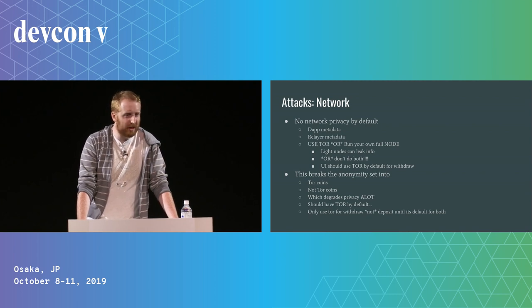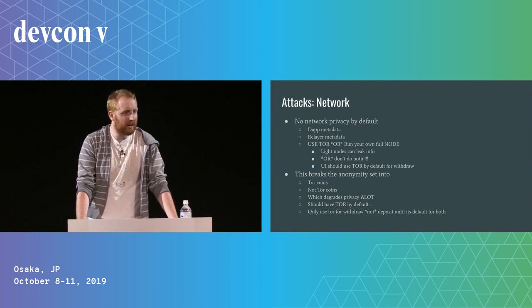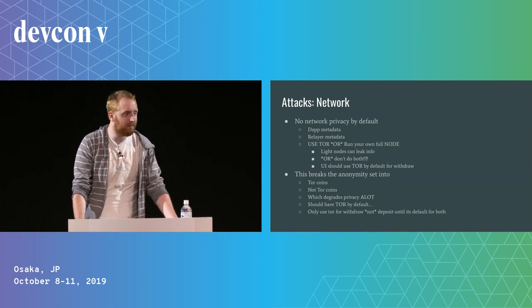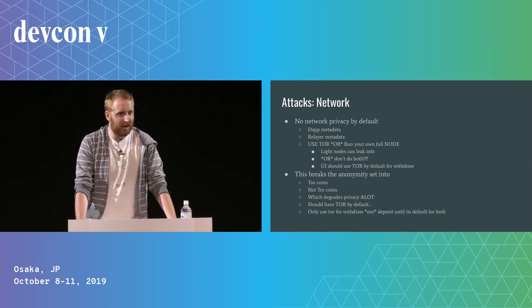But very few users actually do this, and we should try and encourage people to do this as much as possible. So you should use Tor for the withdrawal, but you shouldn't use it for the deposit. The reason is that if you use it for the deposit and the withdrawal, you can kind of break your anonymity set into two groups. Group number one is people who use Tor to deposit, and group number two is people who didn't use Tor. And this attack can be quite serious, especially when you have a small anonymity set.